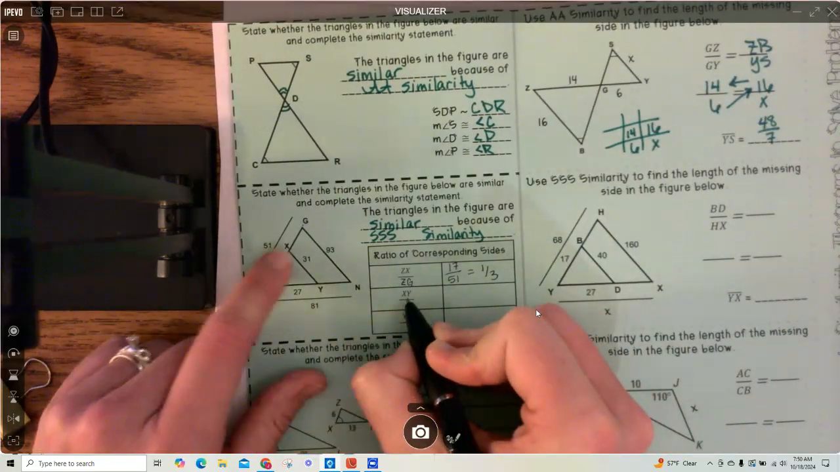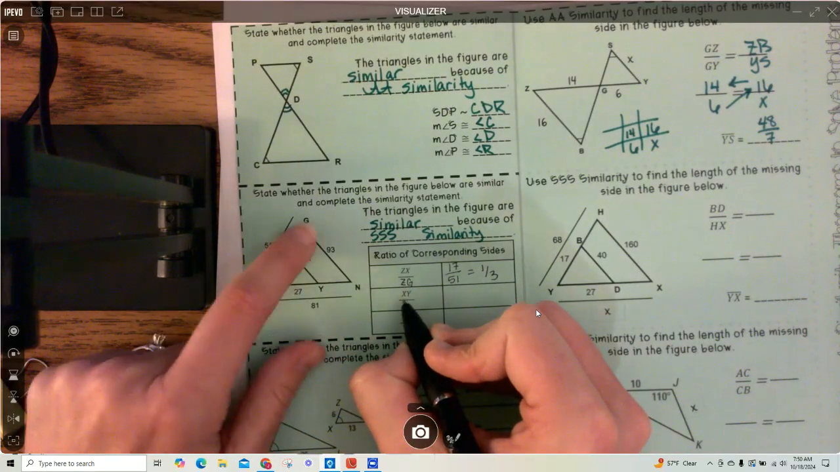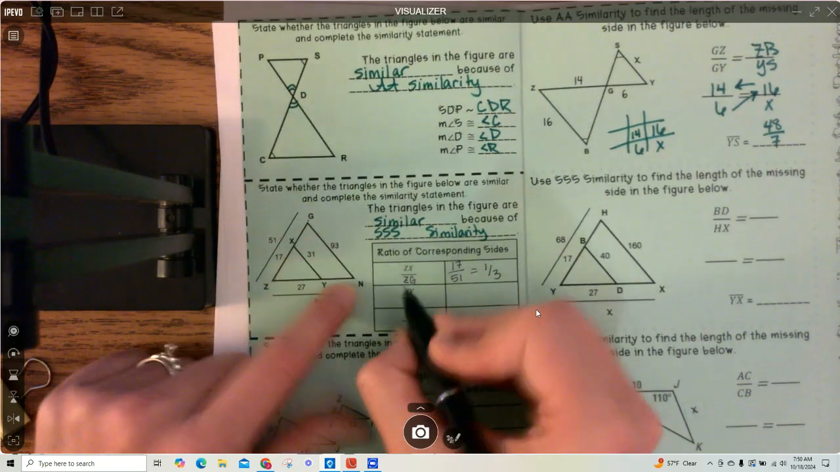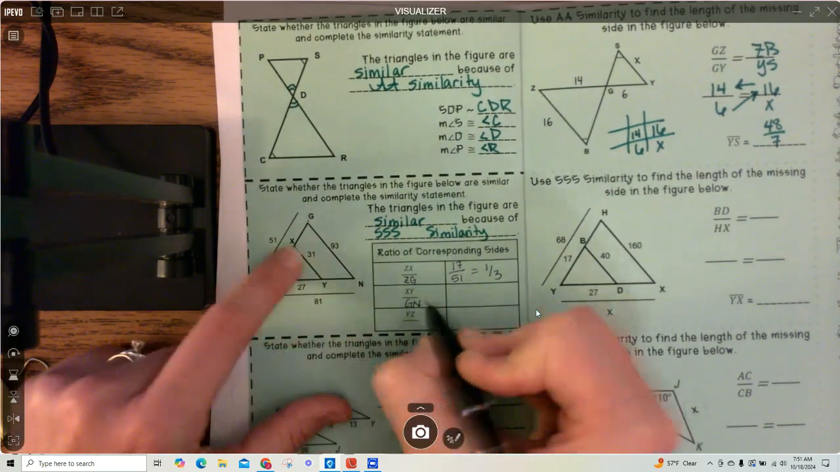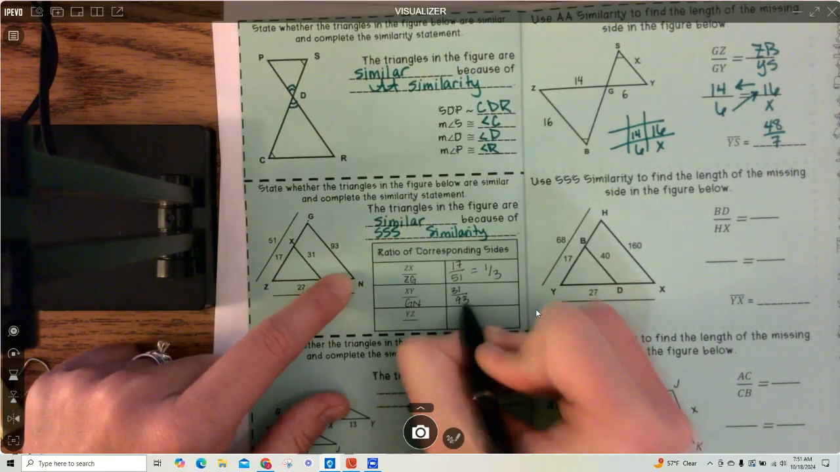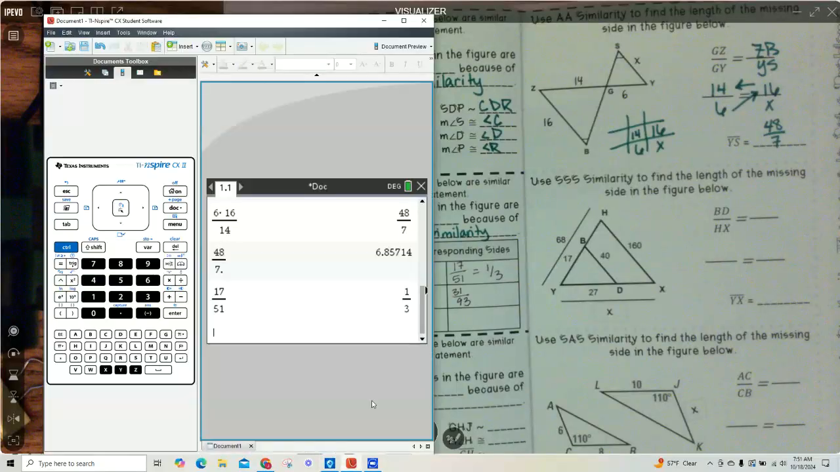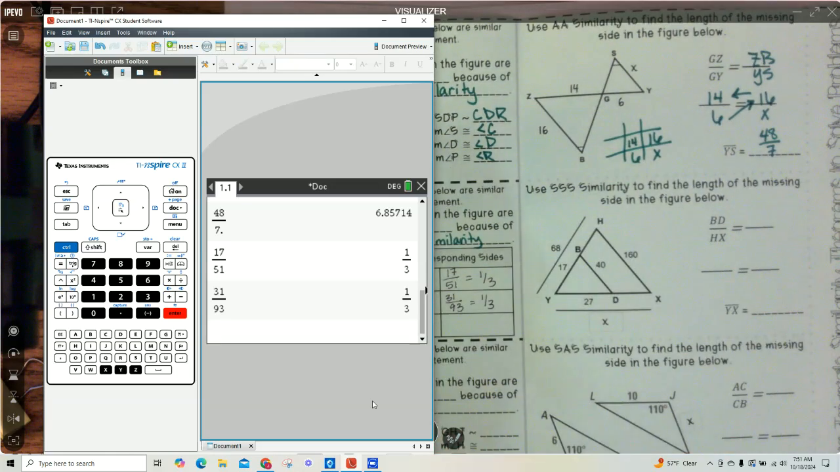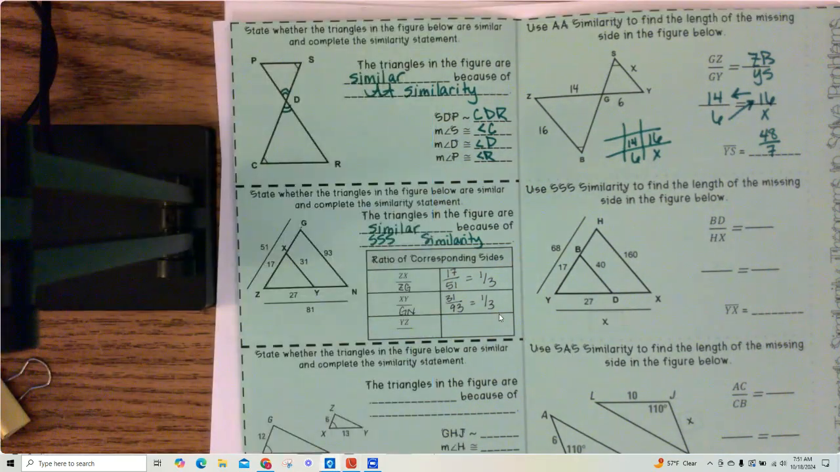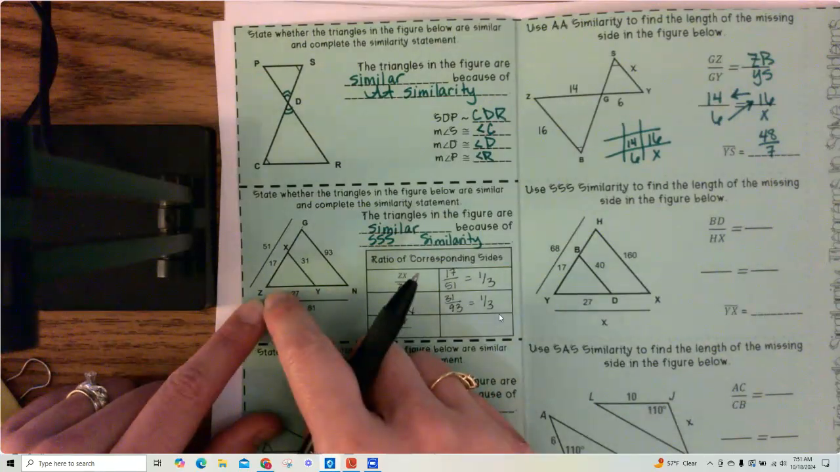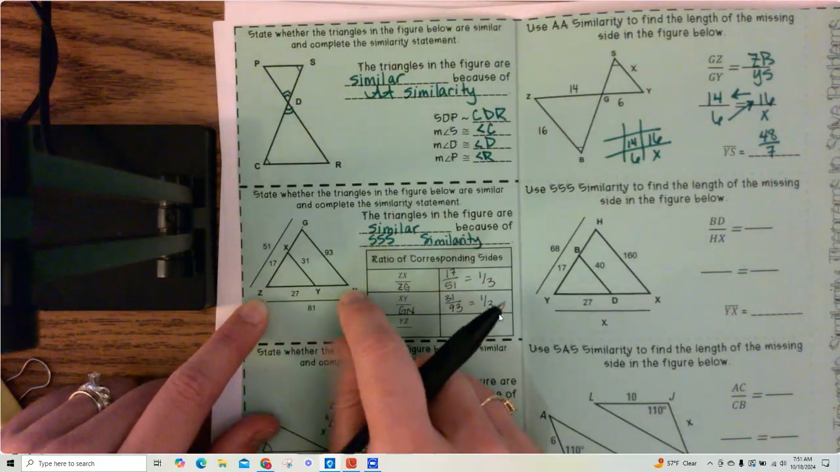All right, XY, that's this side, is going to be similar to GN. So XY is 31, GN is 93. So 31 over 93 simplifies to a third as well. And all that is, that's not the measure of this side, it's the ratio or the proportion between the two sides. And then YZ matches up with NZ.